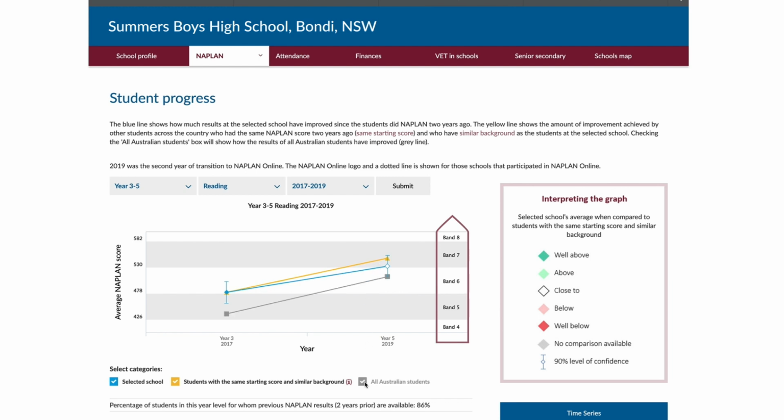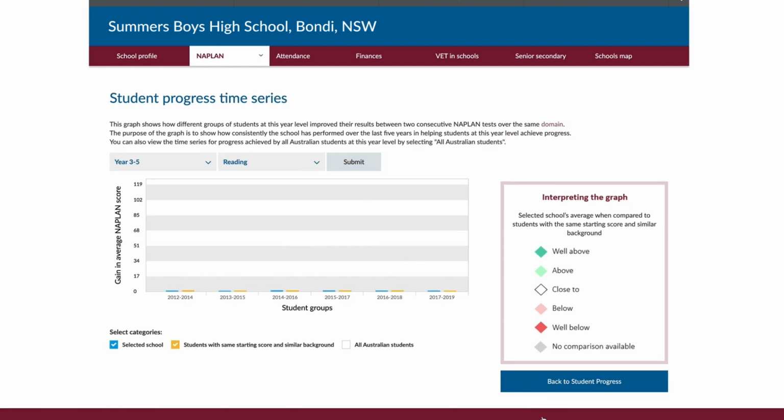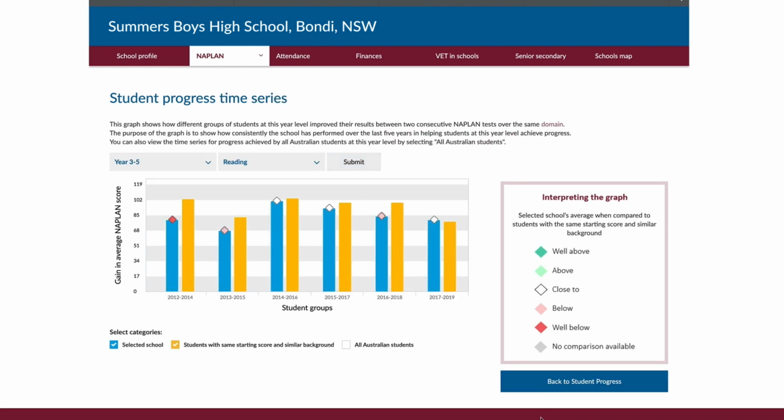By clicking the All Australian Students box, you can see how the average results for all Australian students changed between 2 years ago and now. You can toggle between year groups, domains, and calendar years. By clicking on the time series box, you can also explore how the school has performed in terms of student progress over the last 5 years.